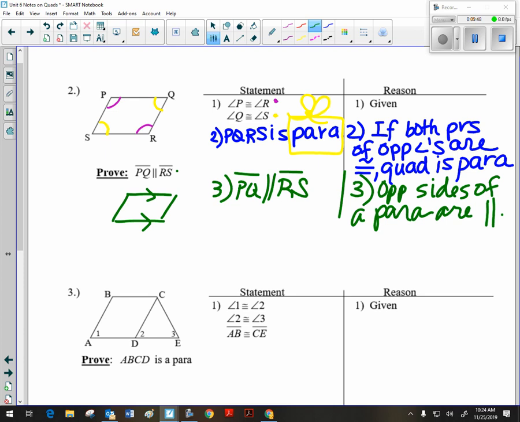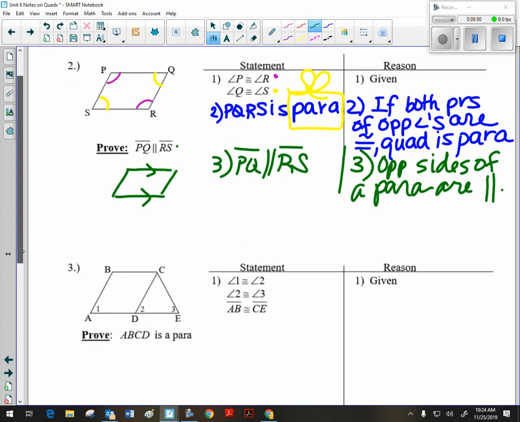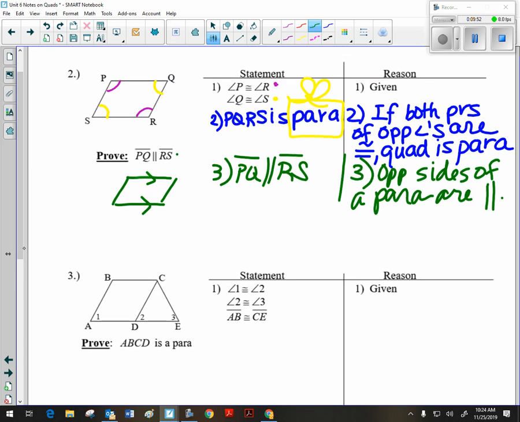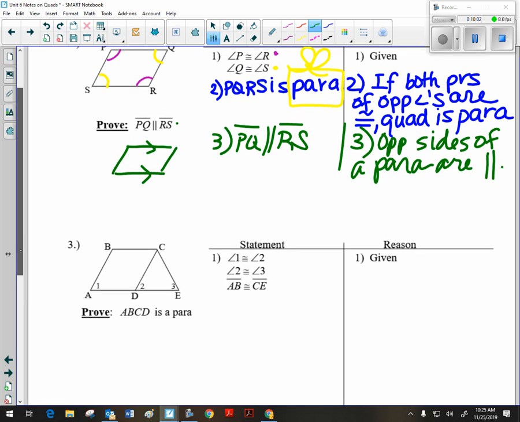All right, and then I'm going to go ahead and move on to question 3. Just a note, question 2 is a super easy question. The odds of you having many that are that easy are next to nothing, but we're trying to make sure that you get used to working with the vocabulary and the reasons.